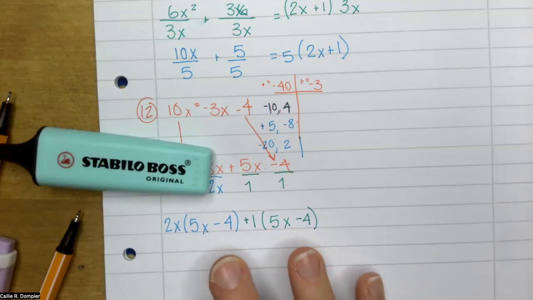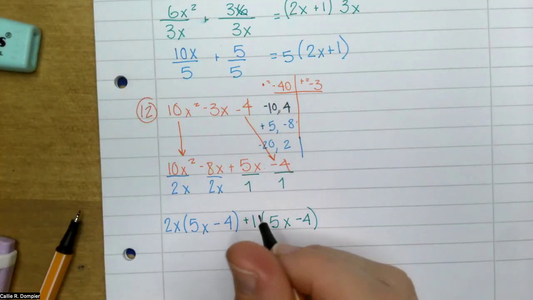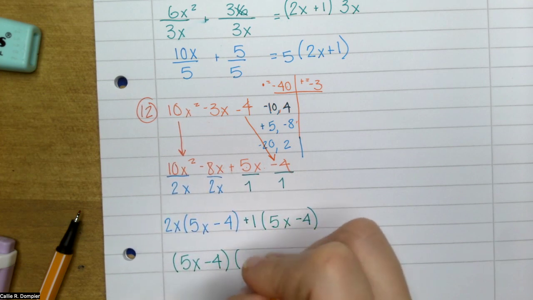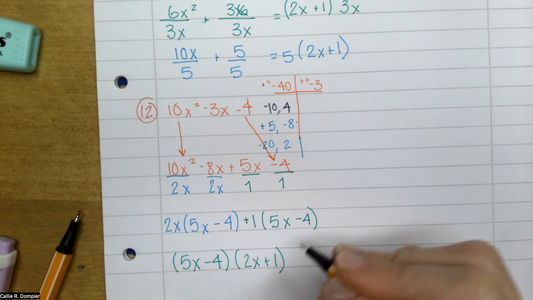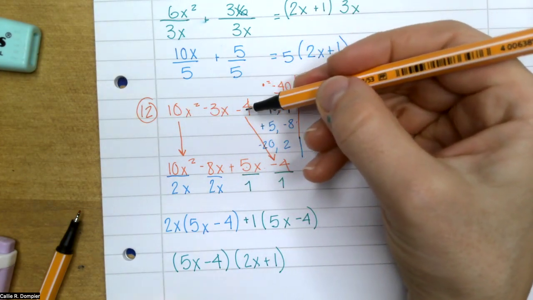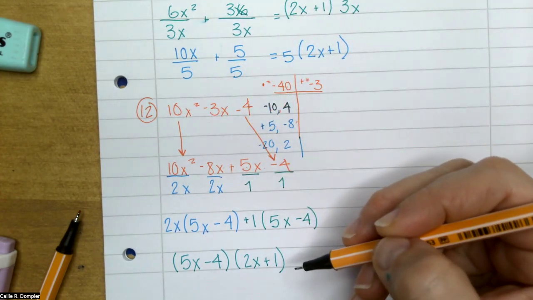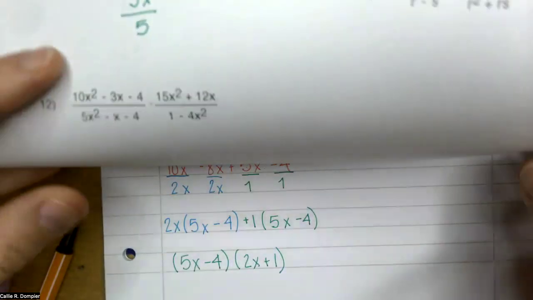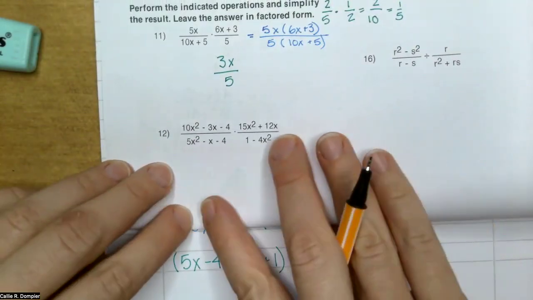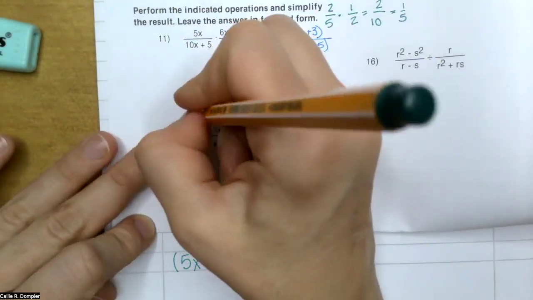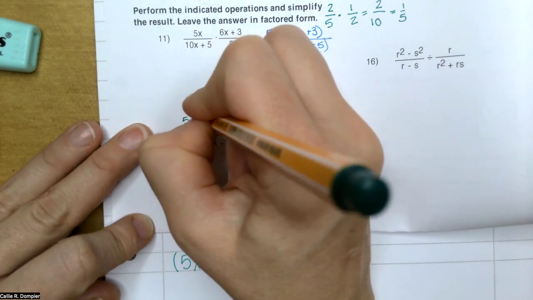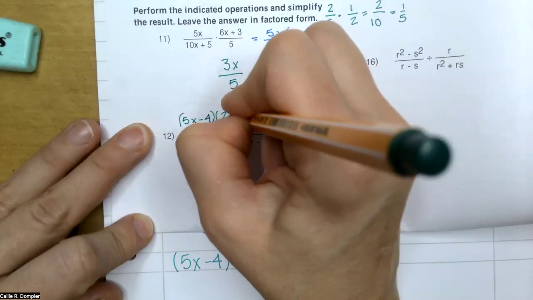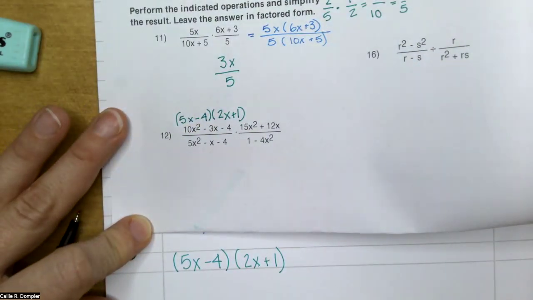But we can see down here that it still works because we can factor out the 5x minus 4 from both. And we are left with 2x plus 1. So 10x squared minus 3x minus 4 becomes 5x minus 4 times 2x plus 1. Let's rewrite that right here. Okay, that became that.